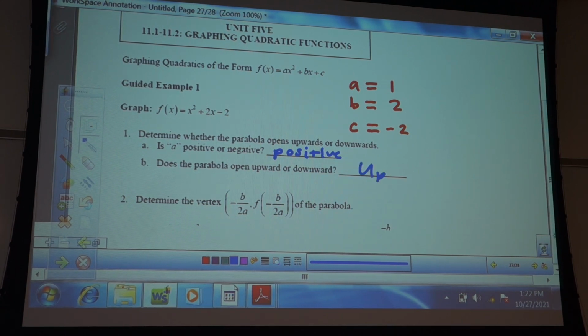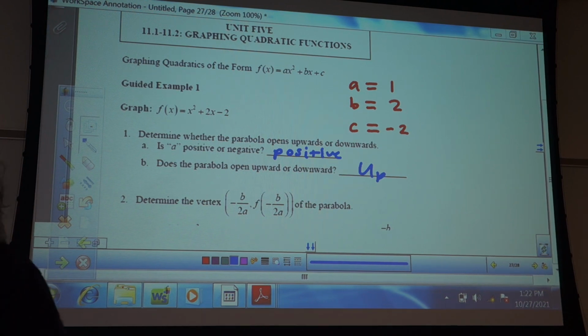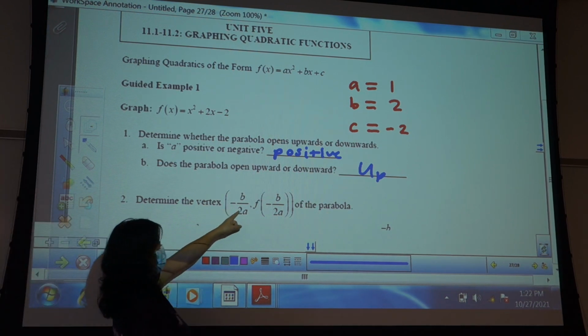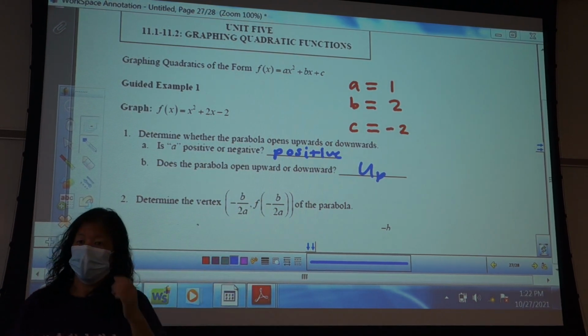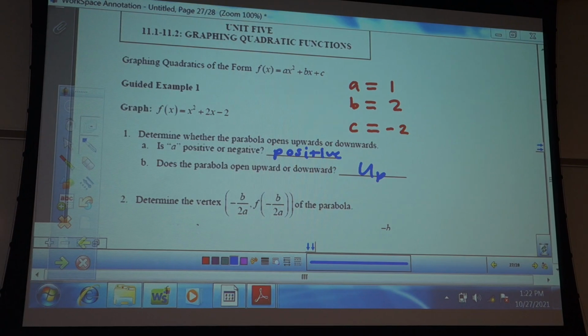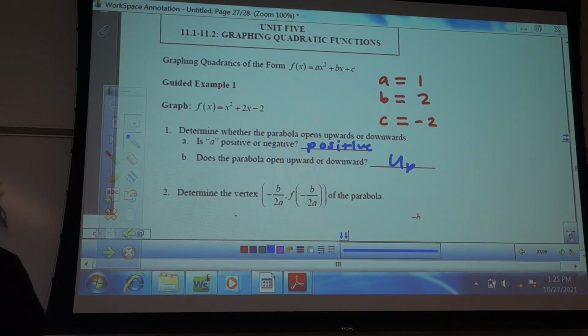All right, determine the vertex. Everyone find the vertex. Take a minute. So find your H, right? How do you find your H? H equals negative B over 2A. You have your A, you have your B, you can find this. Okay, so I think everybody found their H.